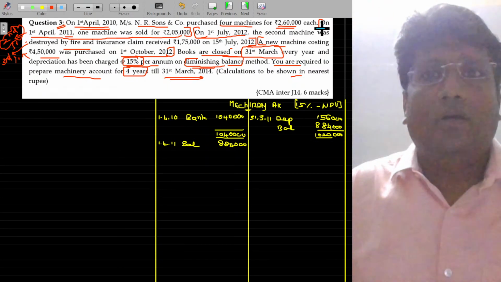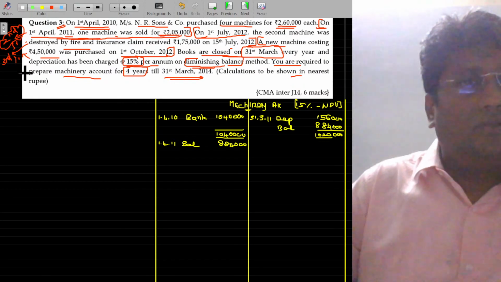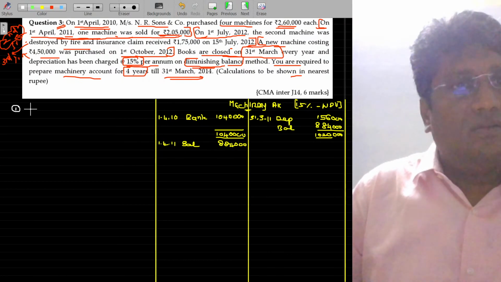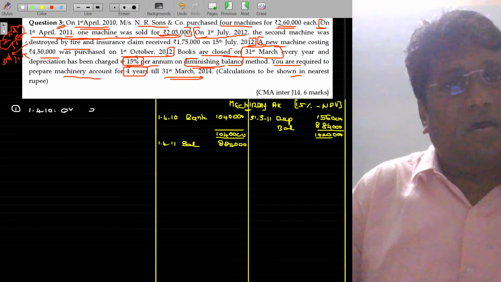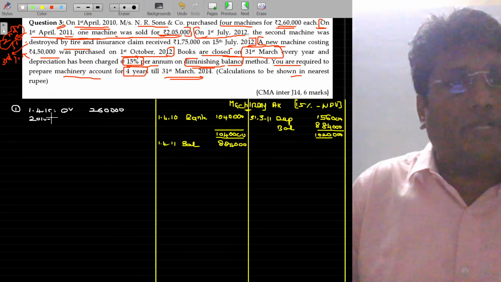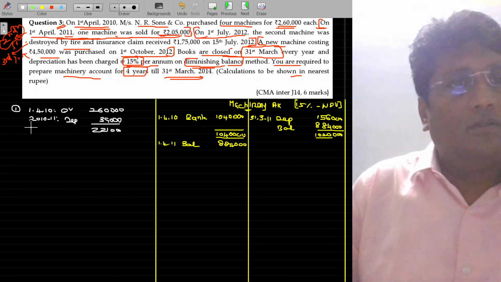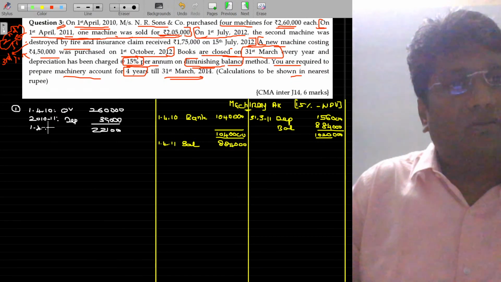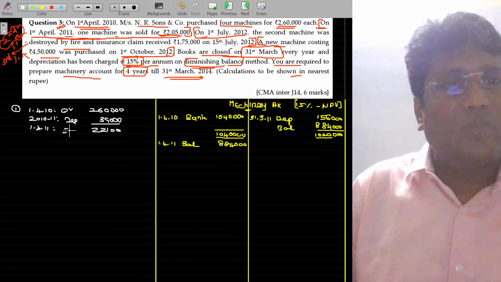What is that? On 1st April 2011, one machine was sold for rupees 2 lakhs 5,000. Working note number 1. On 1/4/2010, the original value of the one of the assets sold being 2,60,000. For this asset, we have used 10 and 11 completely. So the depreciation eligible for that year being 39,000. 2 lakhs 21,000 rupees is the value as on 1/4/11 or 31st March 2011. Both are the same book value.